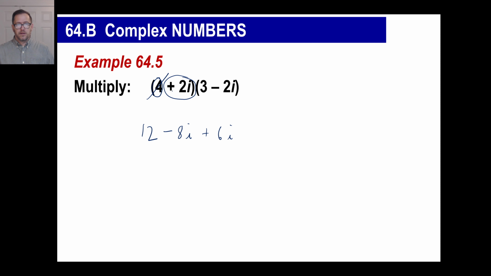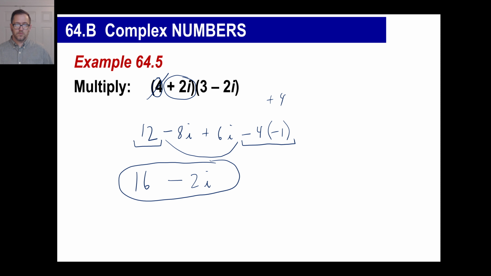Here's where it gets tricky. 2i times negative 2i, well, we know first off that positive 2 times negative 2 is negative 4. Then we have i squared. Now by definition, i squared is negative 1. Okay, so there we go. We have our 12 here. We have our negative 4 times negative 1, which is just going to be 4. So that'll give us 16. All right. Then we have our imaginary part, which is negative 8i plus 6i, which is negative 2i. And there we go. Okay. All right, and that's how you multiply that kind of complex number together.